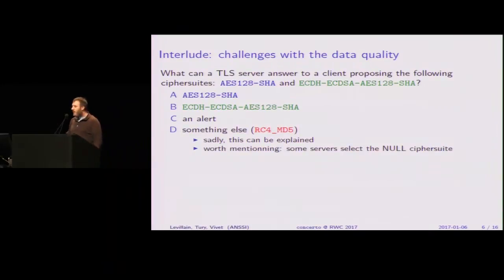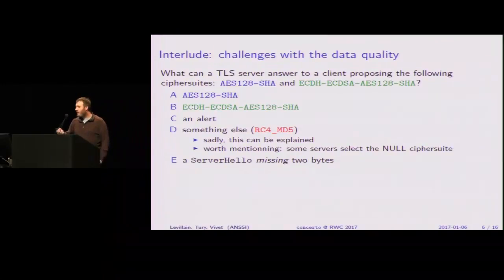Sadly, this can be explained. And what's even worse than RC4 MD5 is that some servers are willing to negotiate the null cipher suites, and the problem is what does it mean, because it's not specified. We also had a case where our parsers would choke on a server hello missing 2 bytes. That is, if you look at the message, it's just a good message, but you have 2 missing bytes, which might make you look at your parser and think, is it me or is it the message that's incorrect?